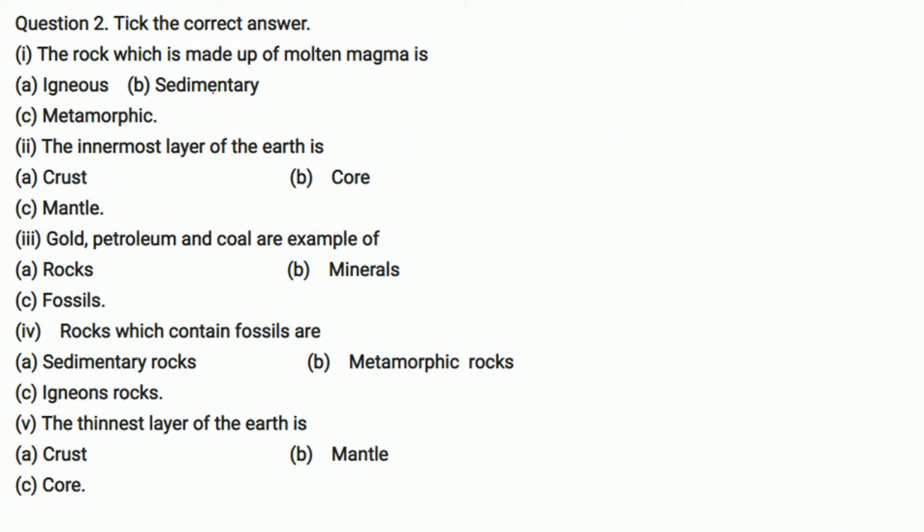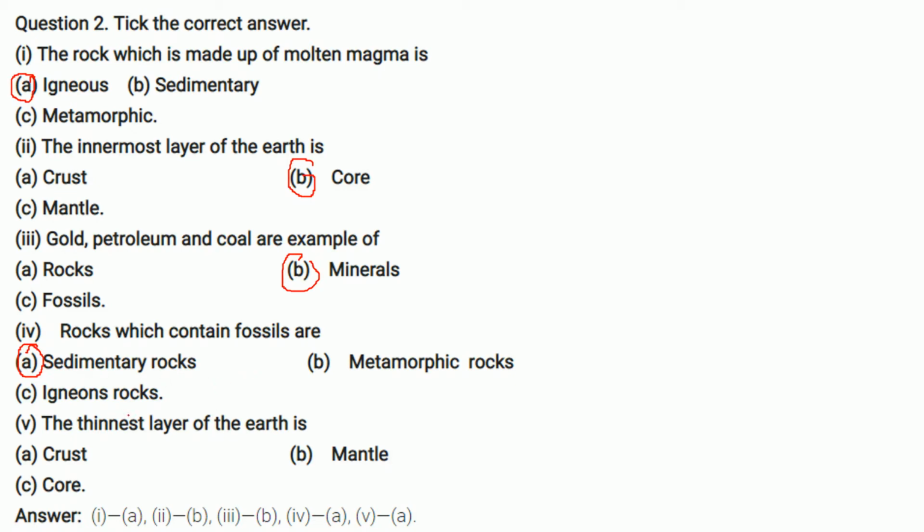We have to take the correct answer. The rock which is made up of molten magma, the answer is igneous. The innermost layer of the earth is known as core. Gold, petroleum and coal are examples of minerals. Rocks which contain fossil fuels are sedimentary rocks.